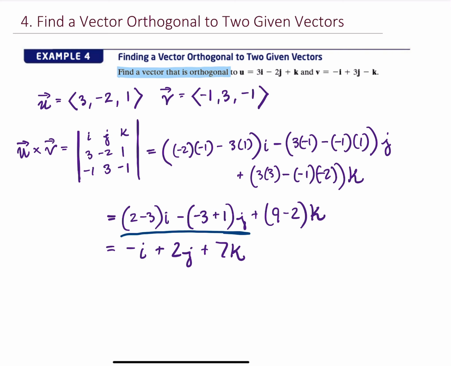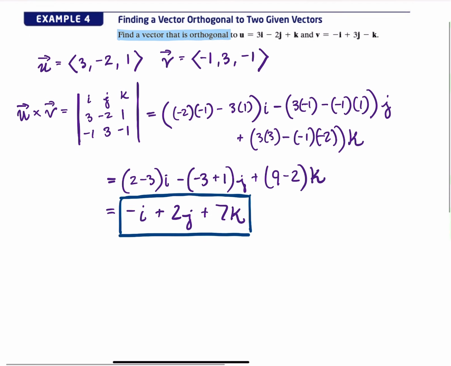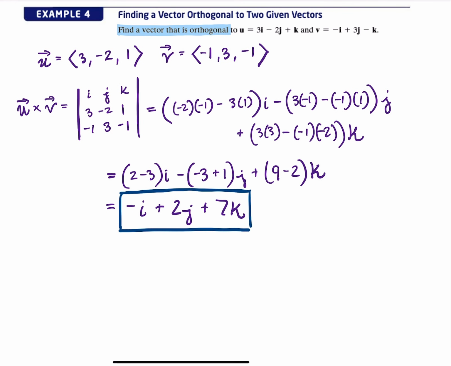So this vector should be orthogonal with our other two. Well, we can check this. If you remember from last time, we said that two vectors meet at a right angle, or they're orthogonal, if their dot product is equal to 0. So let's take this vector u cross v, which we just found, and dot it with our two vectors and see the result.